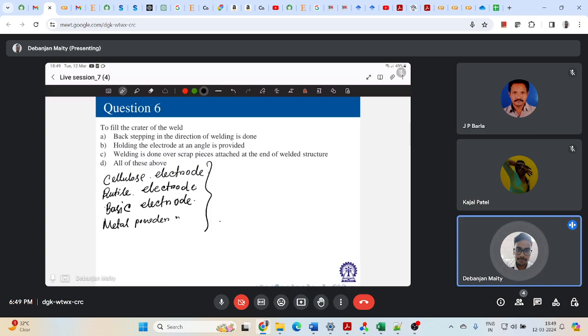Now, for the cellulose type electrode, the covering contains cellulose. So, what is cellulose? It's C6H10O5. This is the chemical formula of cellulose. Now, there will be a large volume of gas mixture: hydrogen, carbon monoxide, vapor, and CO2. Those will be produced when the cellulose in the electrode covering is heated and basically decomposed into these components, right? There will be hydrogen, carbon monoxide, vapor, carbon dioxide, right?